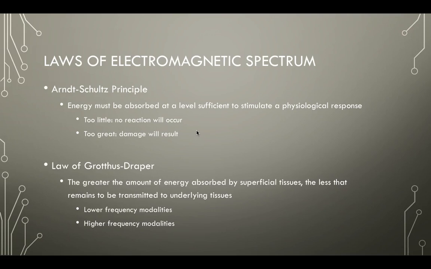And then the law of Grotthuss-Draper, which says that the greater the amount of energy absorbed by superficial tissues, the less that remains to be transmitted to other tissues. And that just makes sense, right? If we absorb more of the energy, less energy is going to be available to go deeper. And so this has to do with the frequency of the modalities. Lower frequency modalities usually have increased transmission rates, and they can go a little deeper. Higher frequency ones usually have more absorption rates because their impedance isn't as great.